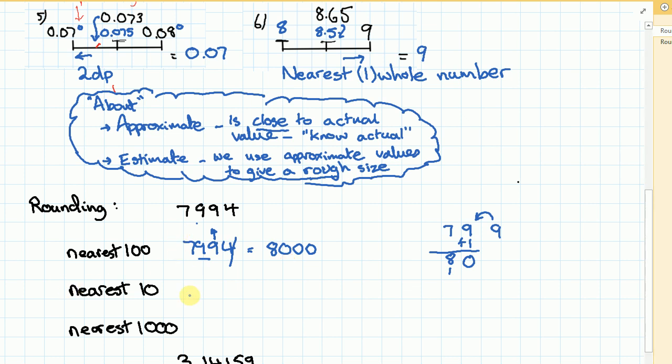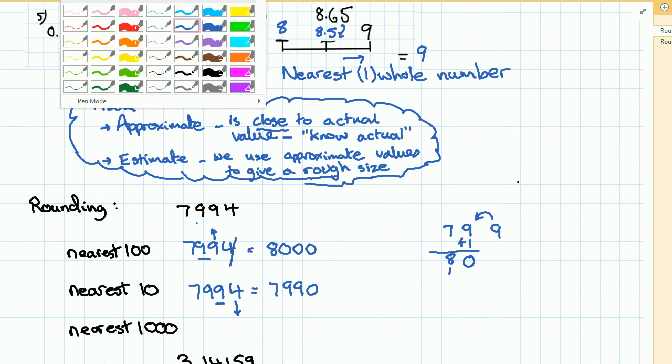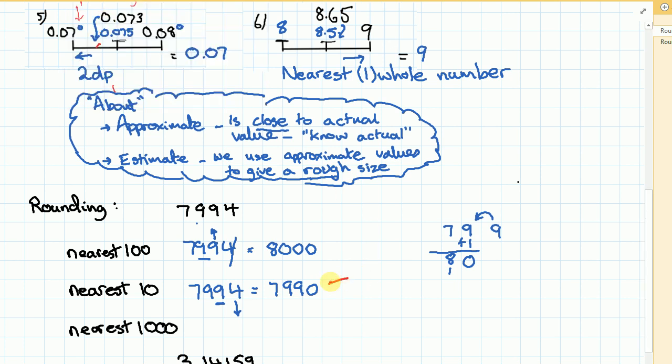To the nearest 10, 7994, well, the tens column is that 9 there. Look in the next column, 4 says round down. Rounding down says don't change the number before, so we now have 7990. It must be the right size. We always correct to make the number the right size. The purpose of rounding is not to change the size of the number, we just want a number that gives a better feel for how big that number is.